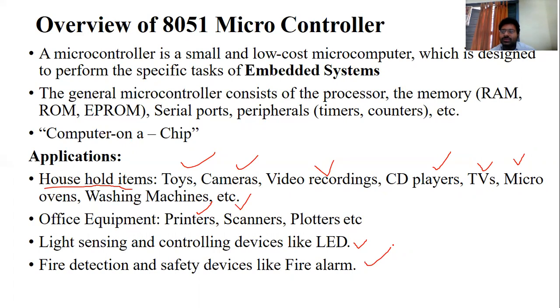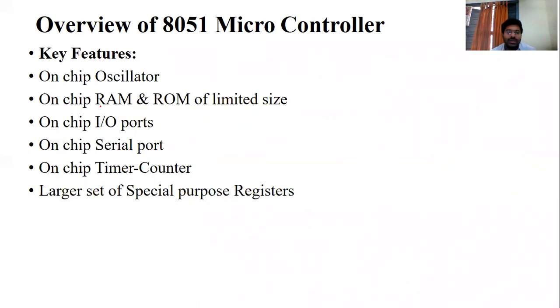The reason behind that is the cost. The cost of the microcontroller is very low when compared to the 8086 microprocessor. At the same time, there is the size issue. In a single chip, you have some features, like an on-chip oscillator. A clock oscillator means the clock is on-chip. We do not supply the clock to the microcontroller from the outer side, but for the microprocessor we supply the clock from outside.